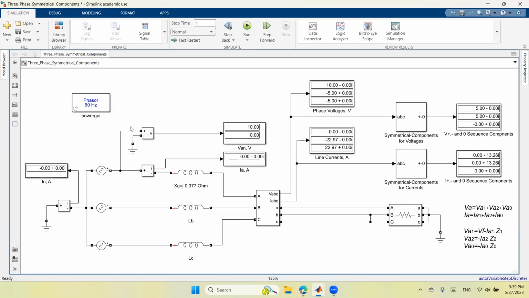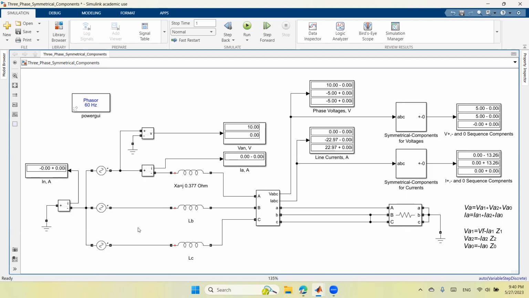Again, the voltage of the source is still 10 at 0. Here we'll have 10 at negative 20 and 10 at positive 20. The neutral current is equal to 0 because I don't have any fault related to the ground. There is no current in phase A because it is open circuited, with a large value of resistance here. The current in phase B will flow this way and go back through phase C, and for phase C, it's the same. The current will flow this way and go back to the source through phase B.